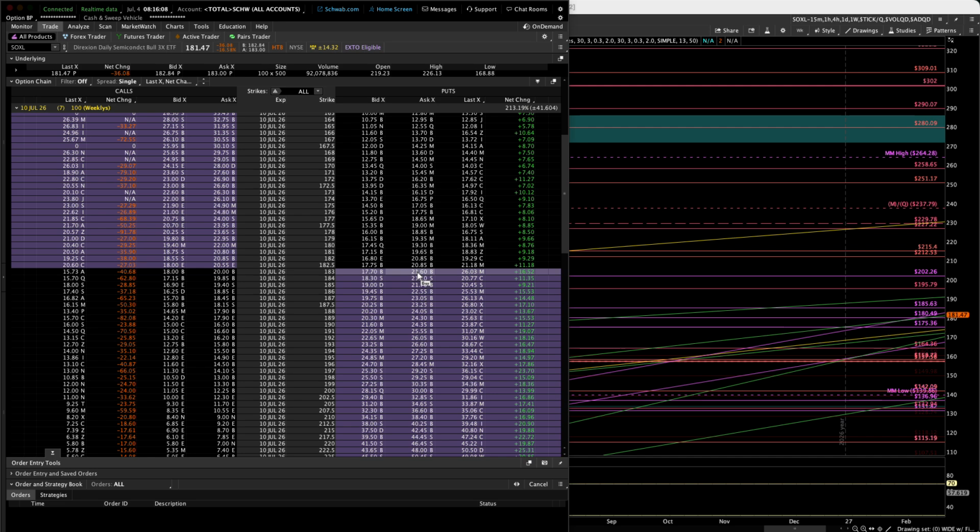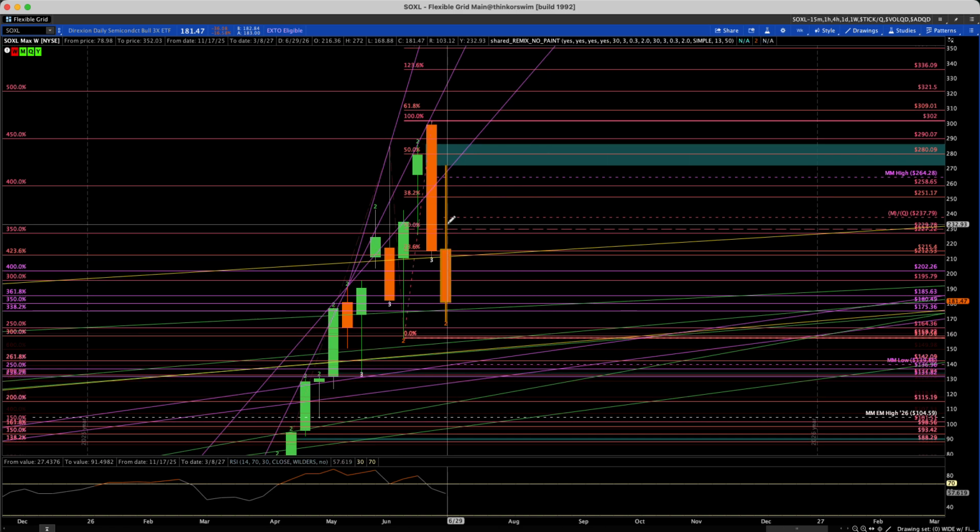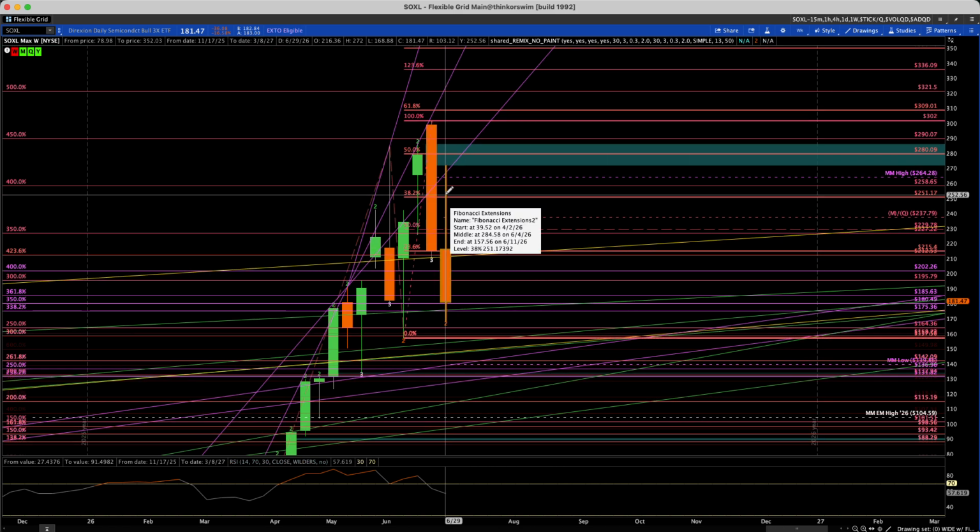We still got 6 months left, so not a whole lot more to say there. Let's just jump back in at this point and take a look, first, at the market makers expected move for the week. All right, so let's get the week up. There we go. Market makers expected move high, let's get this all on here. There we go. It is 264.28.